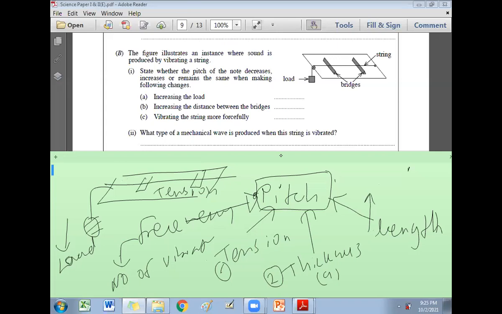Part B, increase in the distance between the bridges. That means vibrating length. If you want to write part B within brackets, vibrating length. The same thing is done by those playing the guitar: they hold the wires from place to place using the fingers. If they move the fingers along the wires towards the player, that means a short length of the wires, vibrating length decreases. If you move the fingers away, vibrating length increases. That's how the pitch of the guitar is changed while playing.